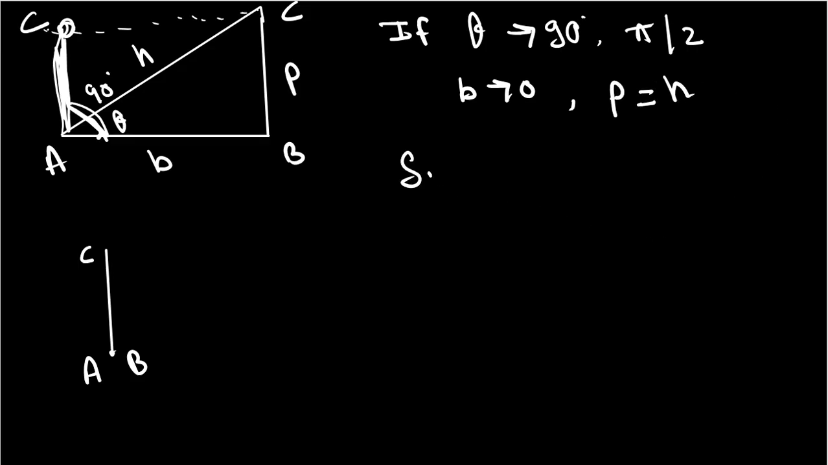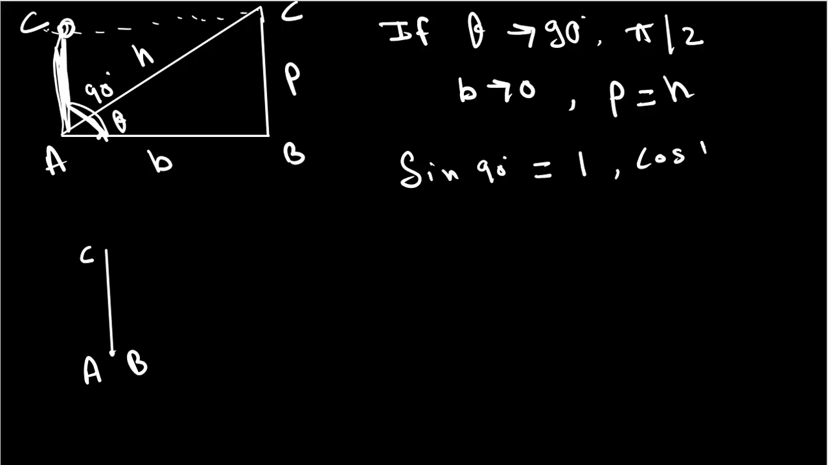Now what is the value of sine theta? Means sine 90 degree, theta here we have taken as 90 degree. So sine 90 degree is equal to... see, perpendicular and hypotenuse are both equal. We all know sine theta is equal to perpendicular by hypotenuse. So it will become 1. Perpendicular by hypotenuse, both are equal, cancel out, 1.